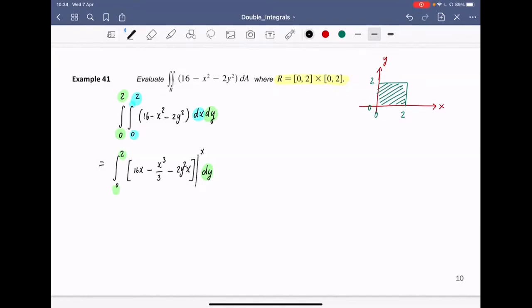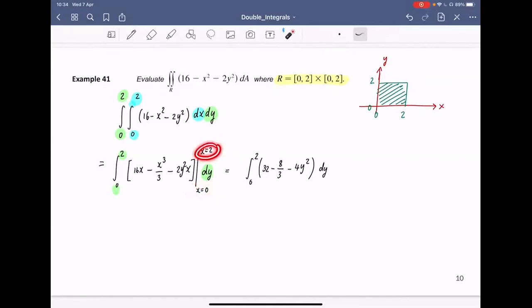And then now I evaluate at x equal to 2 and x equal to 0. Your task is to compute the inside first, and then you integrate the outside. You can see that I just leave the integral from 0 to 2 dy outside. So I do the inside first, and after that you integrate the outside. All right, so what do we get here? I plug in the number 2 there. So I get 32 minus 8 over 3, and then minus 4y squared. This is what I get. For those of you who already forgot how to do that, I integrate from 0 to 2, right?